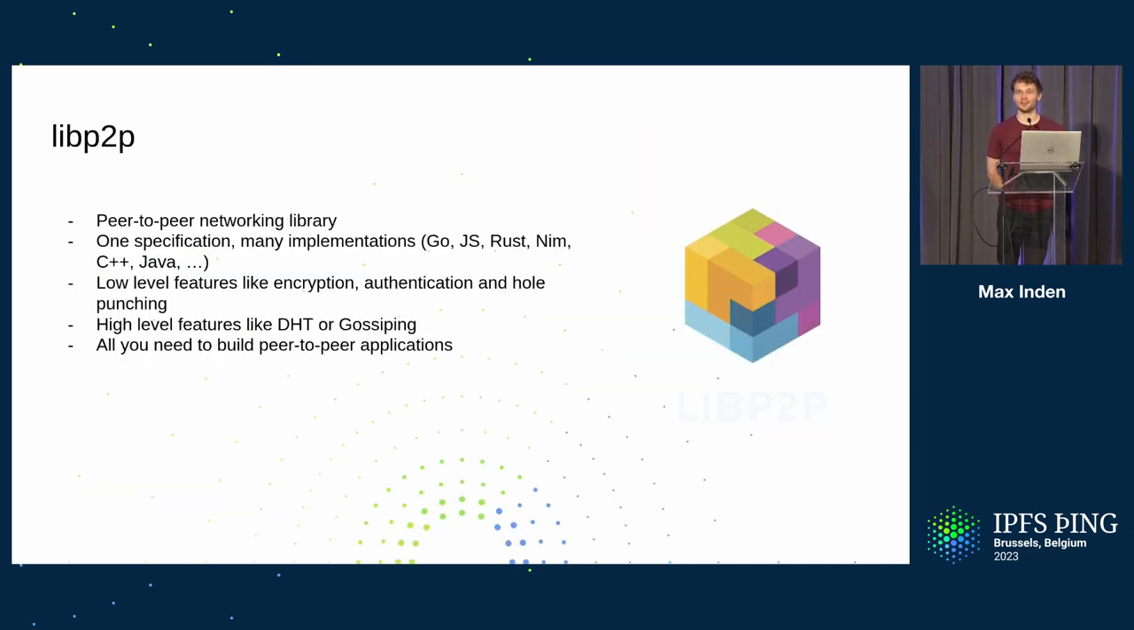Okay, cool. Before we talk about connecting things, let's first talk about libp2p. I'm assuming most people here are familiar with libp2p, so I'll just walk through this really quickly. It's a peer-to-peer networking library. There's one specification, implemented in many different languages like Go, JS, Rust, Nim, C++, Java, and so on. It implements a bunch of low-level features like transport protocols, encryption, authentication around transport protocols, and mechanisms like hole punching. Once we have this base layer, we can build higher-level protocols on top, like Kademlia DHT or GossipSub or protocols like BitSwap. And the big statement is: all you need to build peer-to-peer applications.